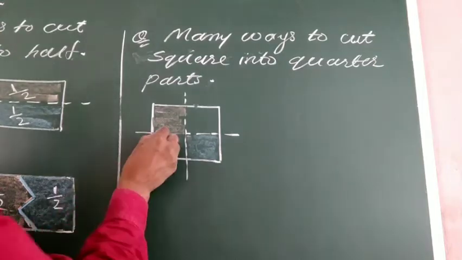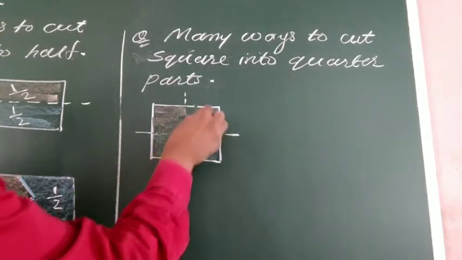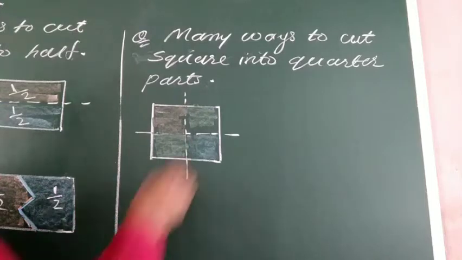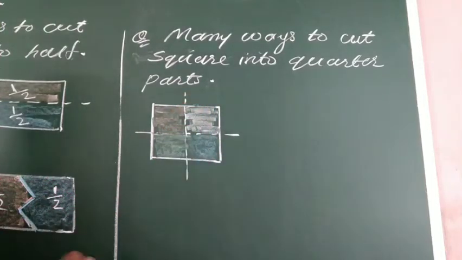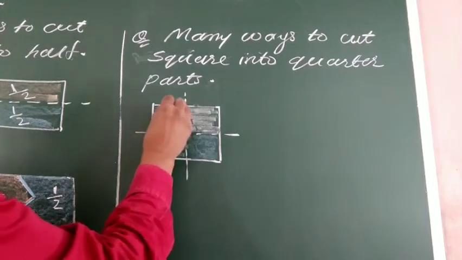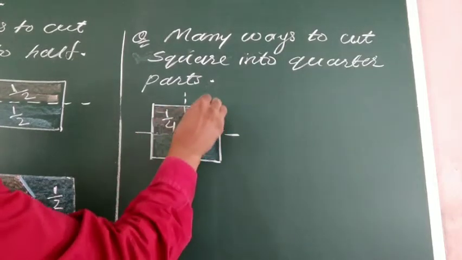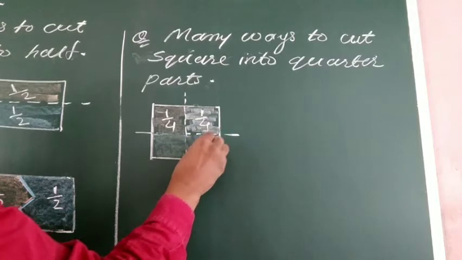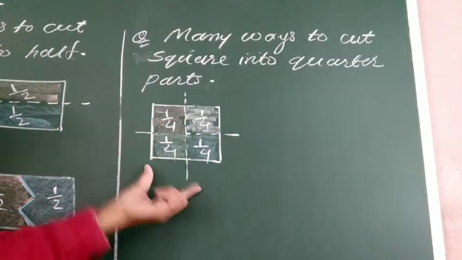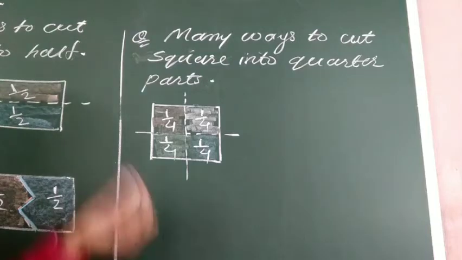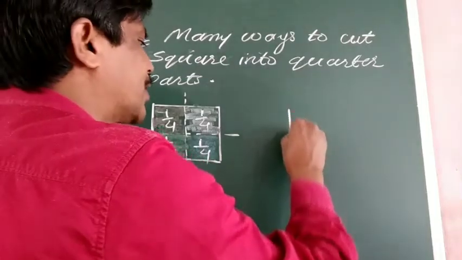So it will be easy for you to identify each different part. See, these are here 4 equal parts. And out of these 4 equal parts, each part is a quarter. So this is 1 quarter, this is another quarter, this is another quarter, and this is another quarter. So this is one way to divide the square into 4 equal parts. Now is there any other different way?